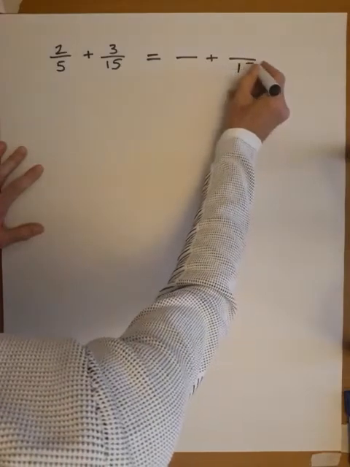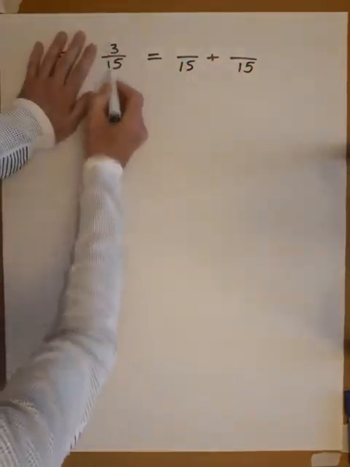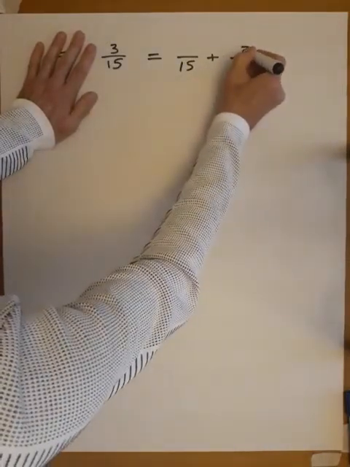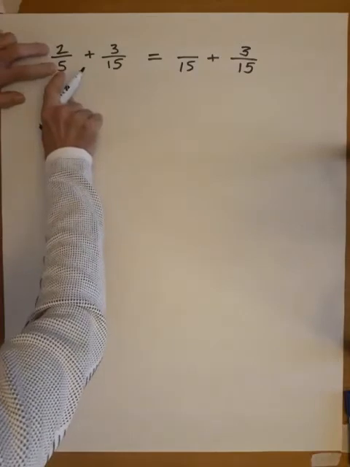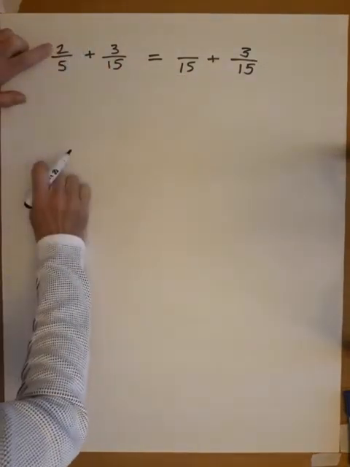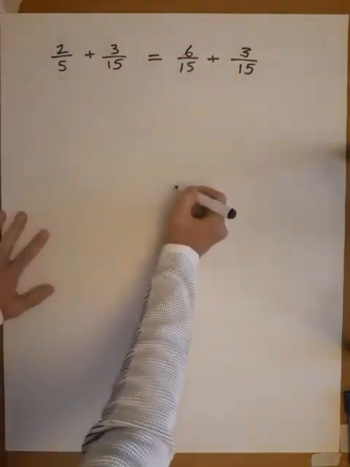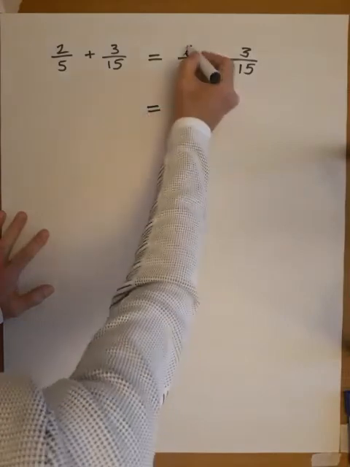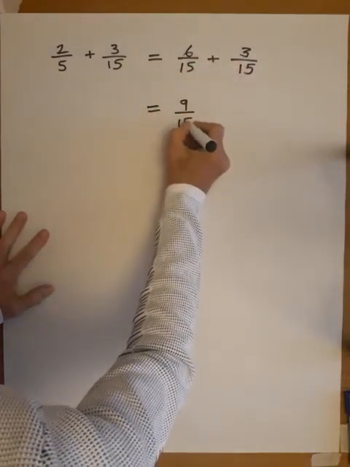So we're going to have 15 and 15. This fraction hasn't changed, so there's 3/15. But this one, I did 3 times 5 to make 15, so I do 3 times the top, the numerator. 3 times 2 is 6. And hopefully, if we add 6 and 3, that gives us 9/15.